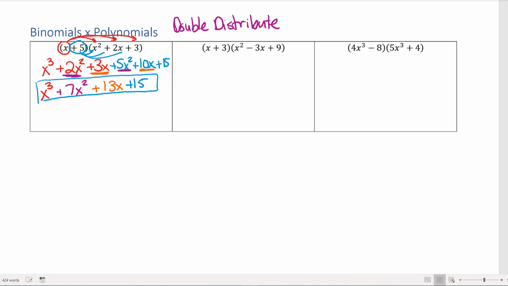Now, one other way I could have organized this is when I distributed, x cubed plus 2x squared in red plus 3x. And then when I distribute in blue, when I have 5x squared, instead of putting it to the side, I could have put it right underneath the other x squared term. Then I have plus 10x, and that would go under the other x term, and then plus 15, and that would go over to the side because it doesn't have any like terms. And then when you add, you could just add down. X cubed plus 7x squared plus 13x plus 15.